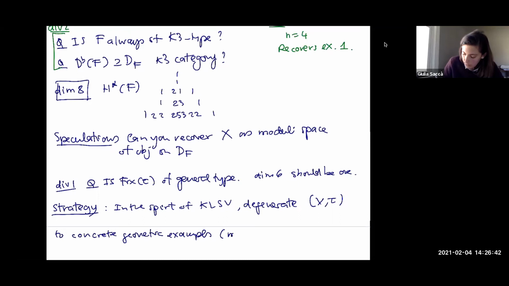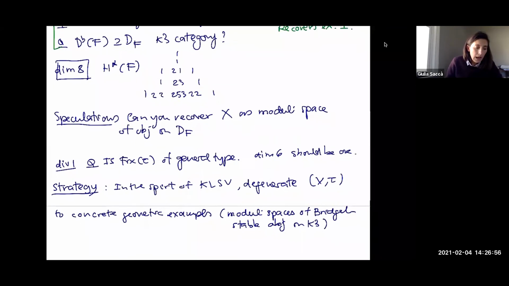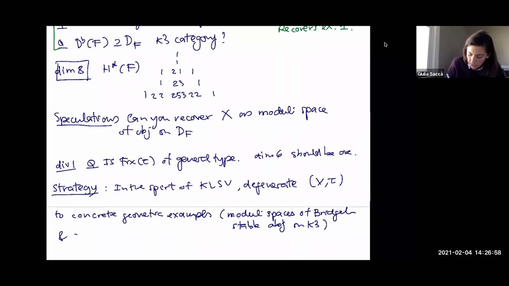These will be moduli spaces of Bridgeland stable objects on K3 surfaces, and then study the fixed locus on these examples.